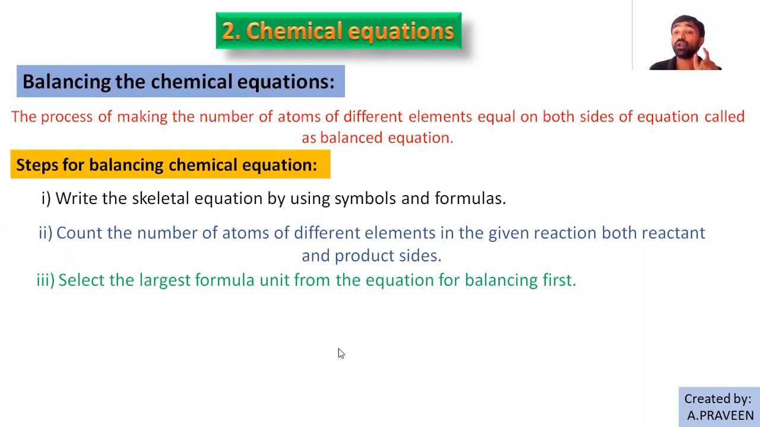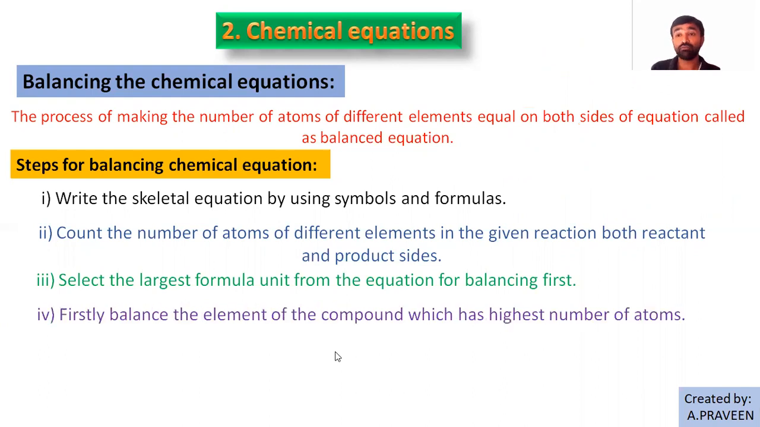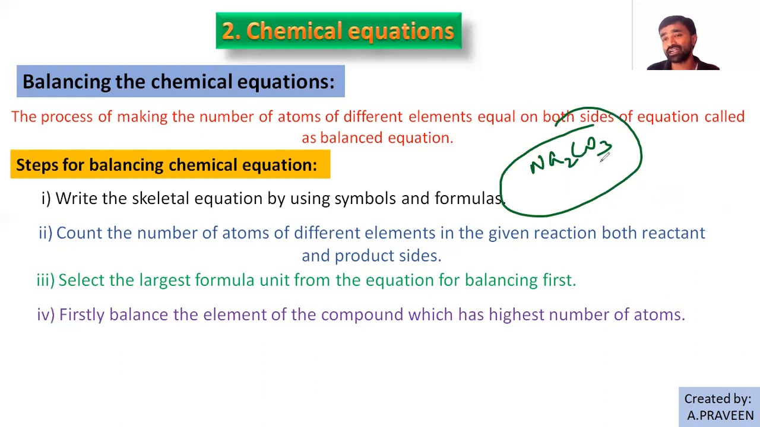Then what to do? The large numbered atom I need to select, the highest numbered atom. For example, in the same Na2CO3, which is the large numbered atom here? Anybody? The largest formula unit is this one. In the formula unit, which is the large numbered atom? Oxygen, right? So first I will try to balance oxygen atoms on the LHS and on the RHS. That is the meaning of the fourth point.